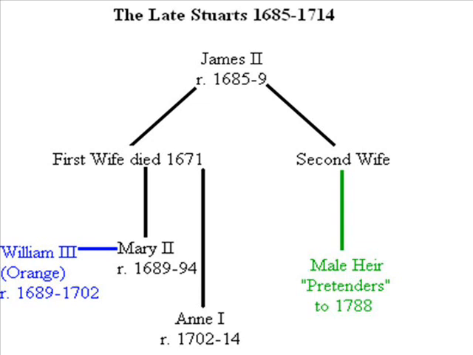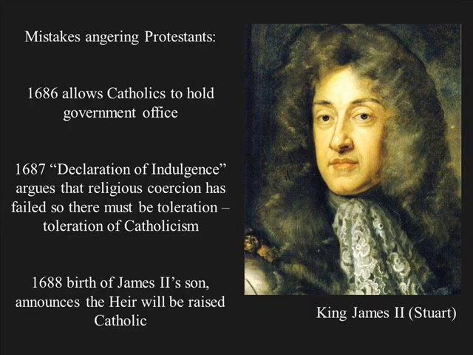Problem is that very quickly after he becomes king, in his mind a miracle occurs. His second wife gets pregnant, gives birth to a boy. So all this plan is wiped out because now you've got male inheritors of the throne, right? And this is where James makes probably his series of really dumb mistakes. Number one, right when he gets to the throne, he says Catholics will be allowed to hold government office, which made the Protestants in England suspicious.